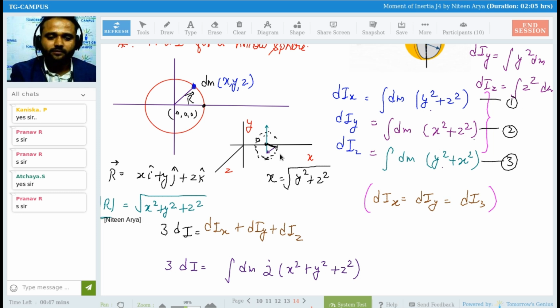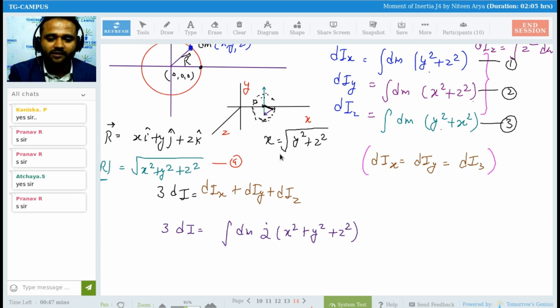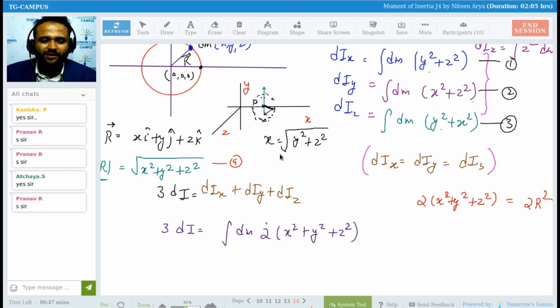So if I square this new equation A on both sides, what can I get? I can get this, isn't it? The right hand side, 2 times x square plus y square plus z square, is nothing but 2r square, isn't it? The magnitude wise. Clear? Is it going into your head or not? A little bit complex, a little bit difficult, I know.